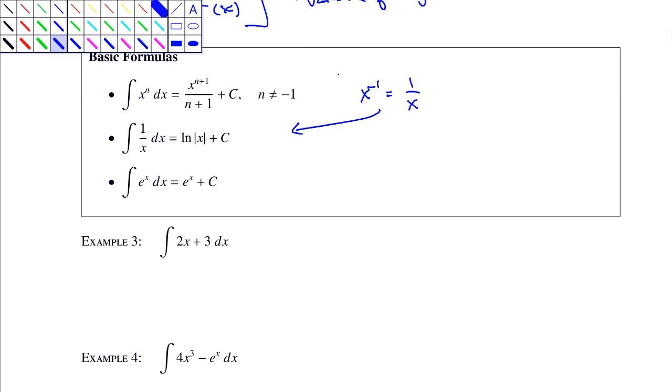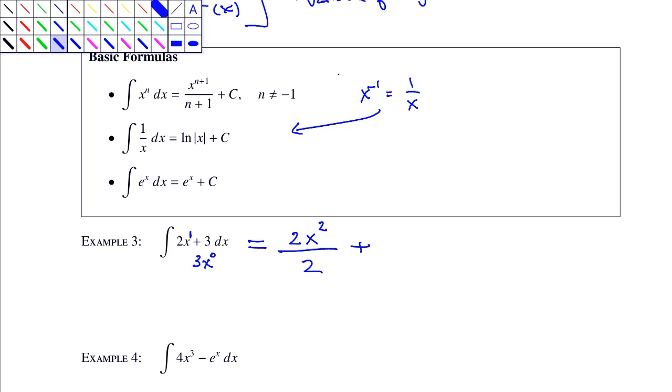All right, let's look at example 3. What is the integral of 2x plus 3? So just like differentiation, you can do these piece by piece. So we'll start with the integral of 2x. The power on the x is 1, so we're going to raise that power to 2, right? Add 1 to the power, divide by the new power. And then 3 is really 3x to the 0.